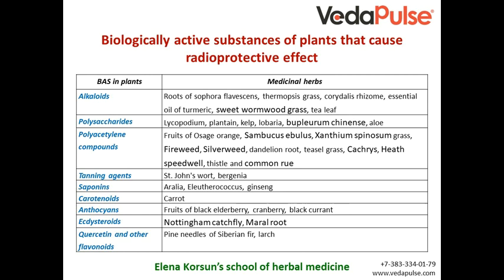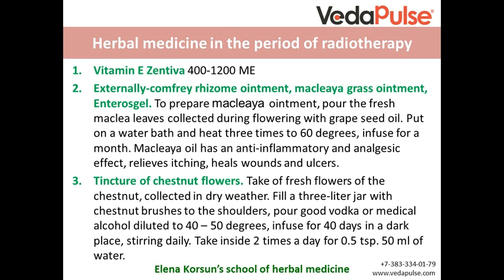The tinctures on the base of the decoctions of badan or bergenium. Also, we recommend to use vitamin E as the substance having great protective properties, and it is prescribed in quite large dosage. You can see it in international units. Here, it is prescribed with Macleia, Symphytum, and Entersec gel.